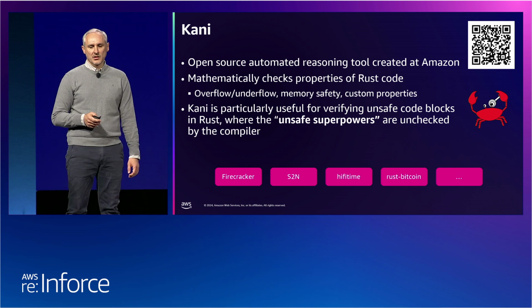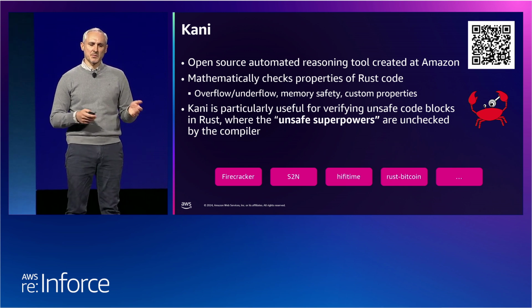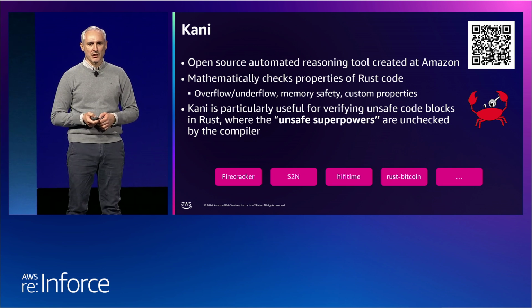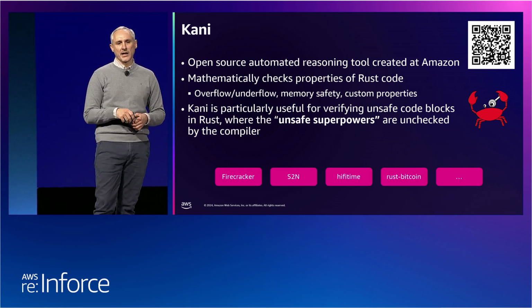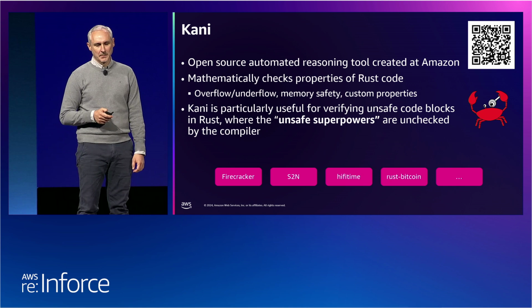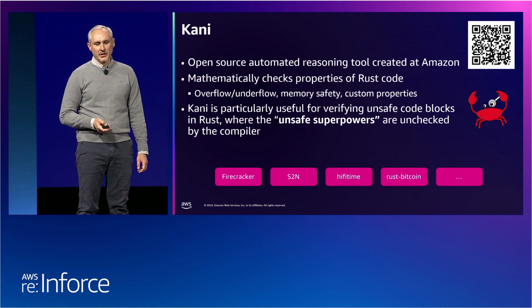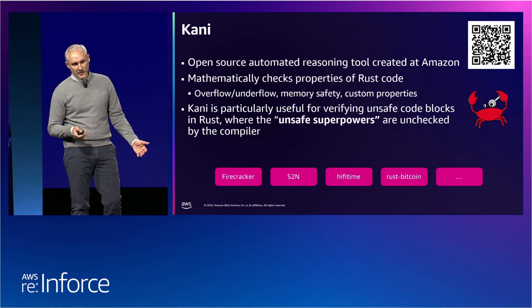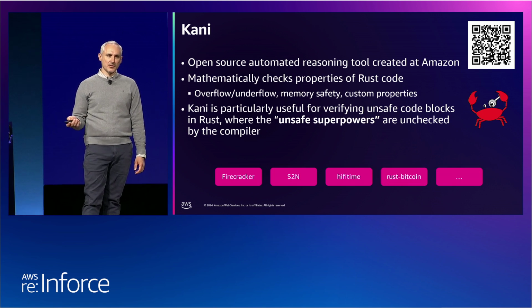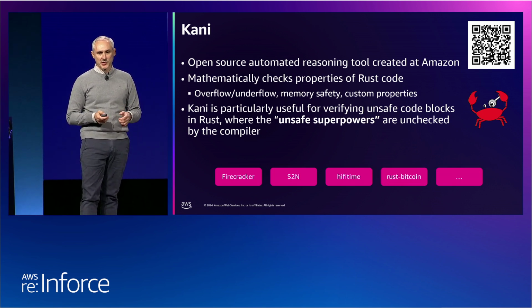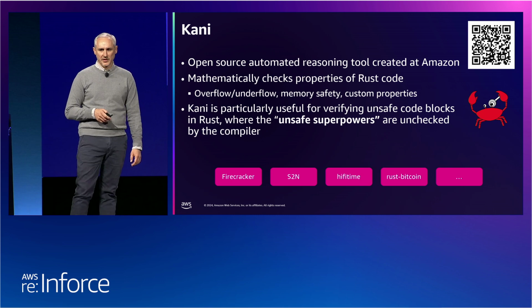The key distinguishing feature of Kani with respect to other tools for Rust is that Kani lets you verify unsafe code blocks in Rust. All these raw pointer manipulations and unchecked arithmetic operations, Kani has your back if you use the tool for that kind of software. Below is a list of projects that use Kani and have proofs deployed in production: Firecracker, S2N, Hi-Fi Time, an external project that does time conversion, and Rust Bitcoin is also using Kani to verify the correctness of their code.